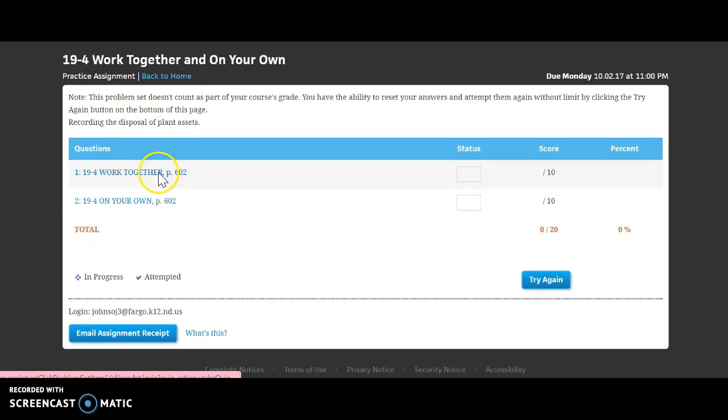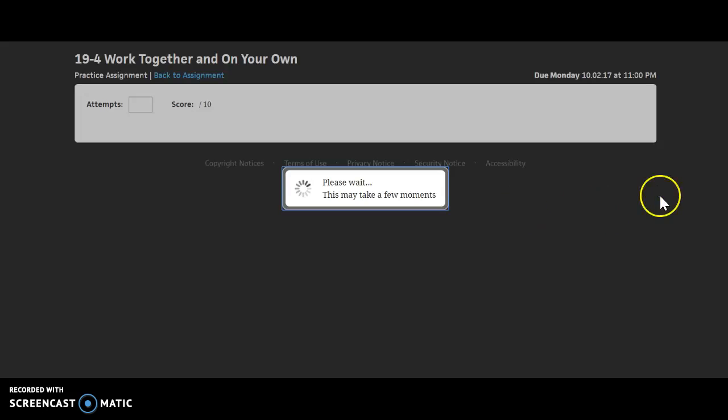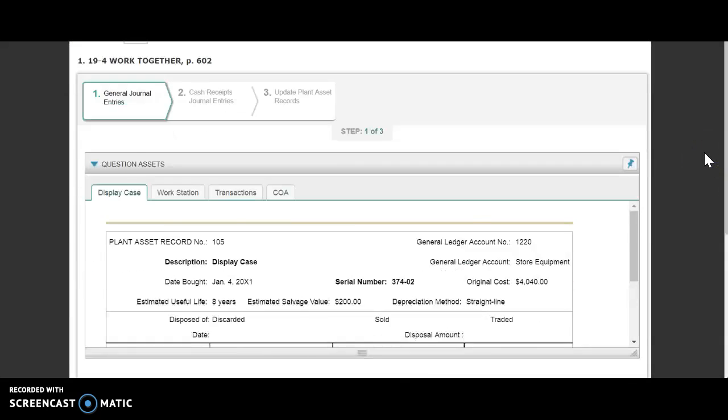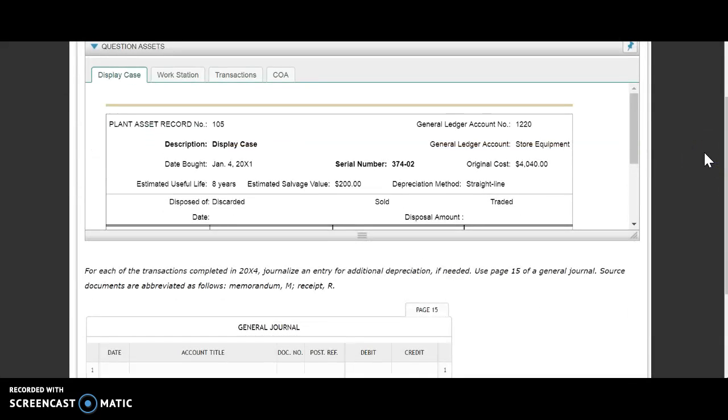19.4 work together. For each of the transactions completed in year 4, journalize an entry for additional depreciation if needed. Use page 15 of a general journal. Source documents are abbreviated as follows: Memorandum M, Receipt R.